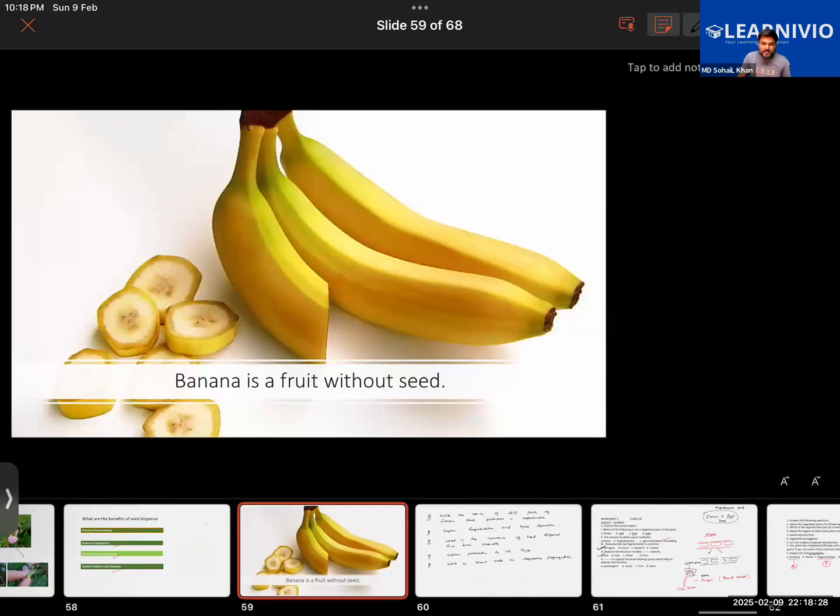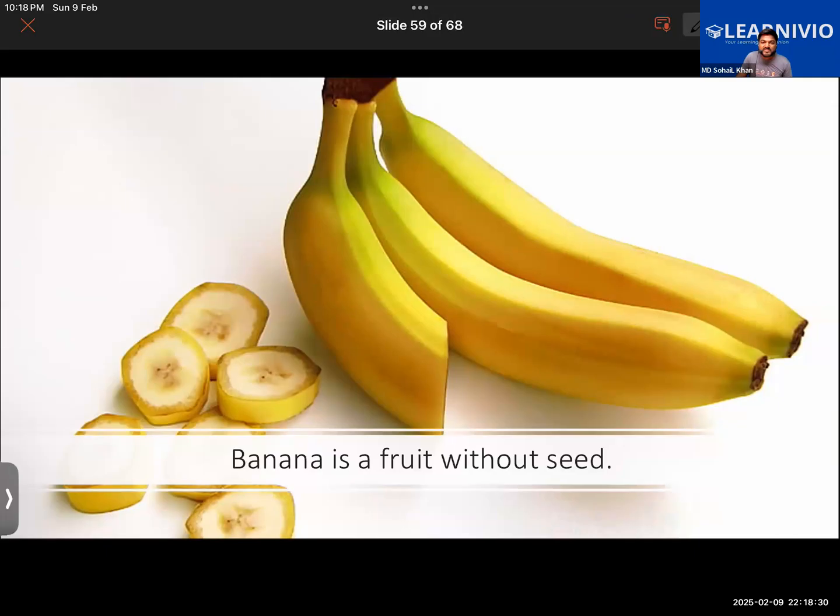Further, it is not necessary that every fruit will have seed in it. So we have this example of banana. Not every fruit needs to have a seed in it. Some fruits develop without fertilization. That's kind of a unique thing.